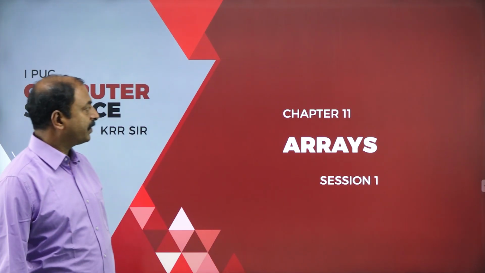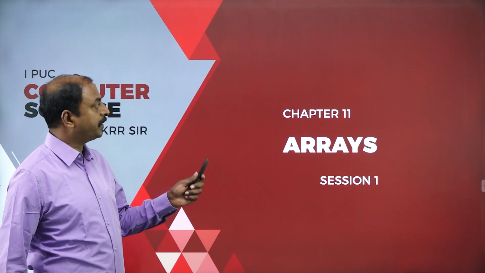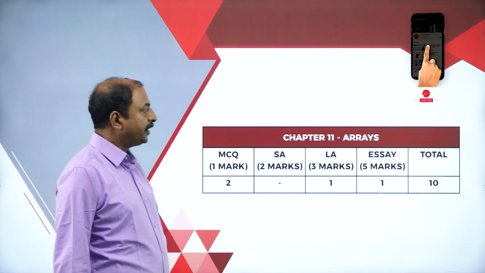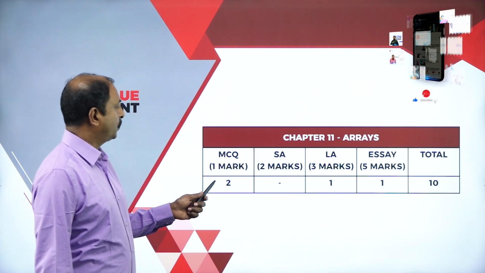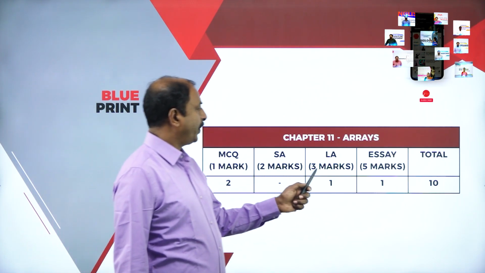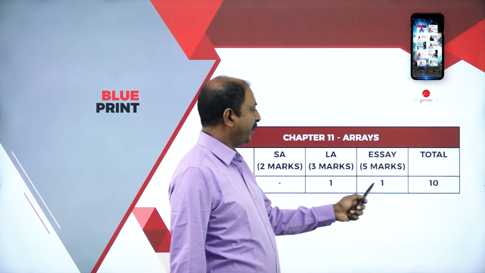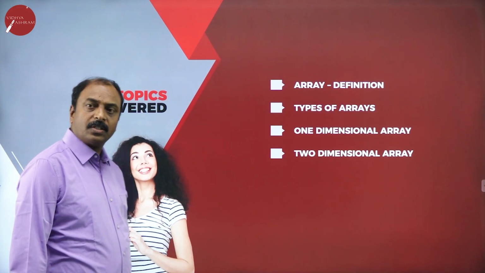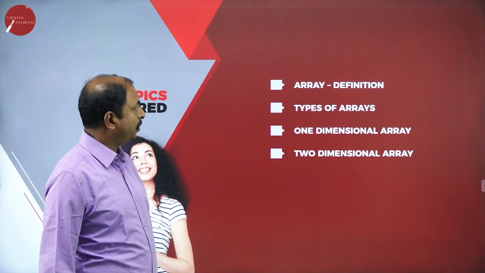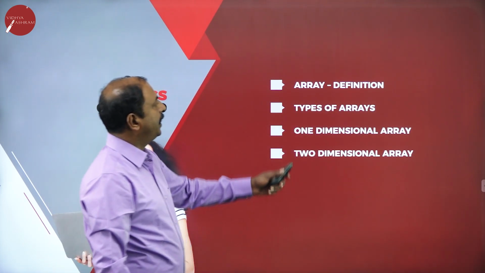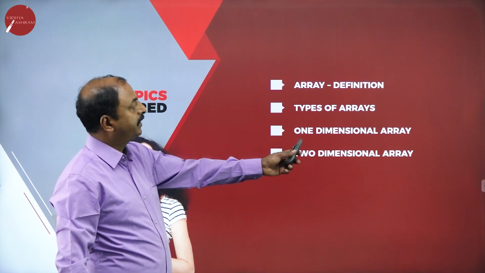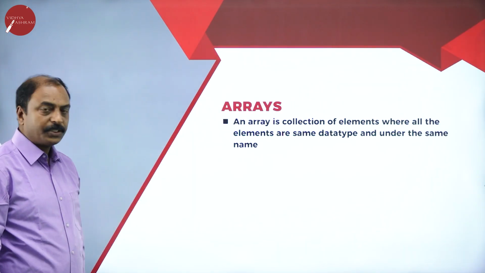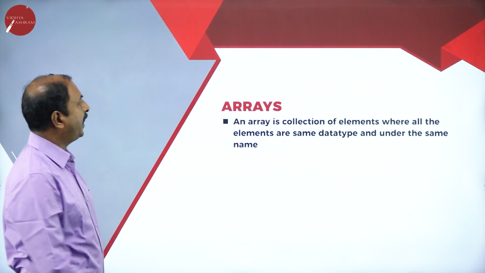Students, let us start our session with the new chapter, that is chapter 11, arrays. The weightage of the chapter is 10 marks. Here 2 MCQs, one 3 marks question and one 5 marks question. So the total weightage of this chapter is 10. In this session, we are going to talk about the definition of an array, different types of arrays, and one and two dimensional arrays. Now let us start our discussion with the definition of arrays.